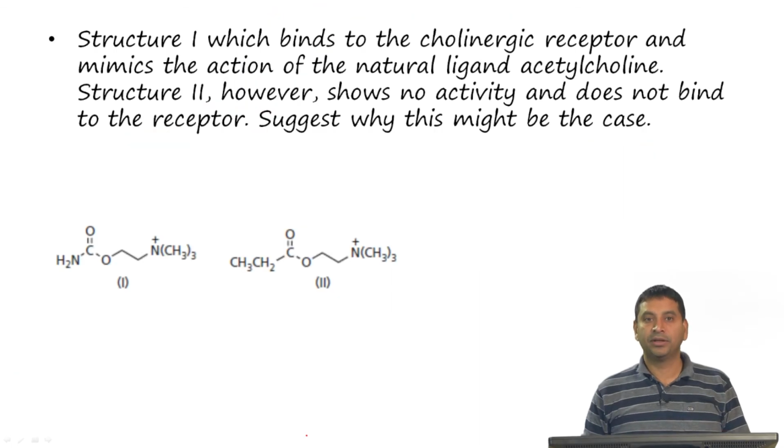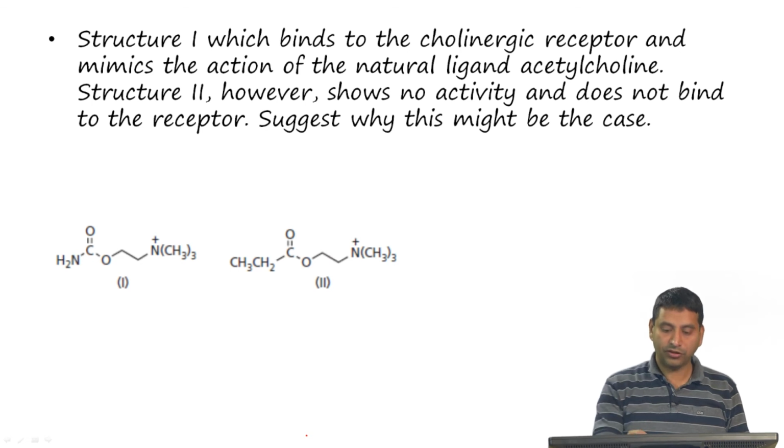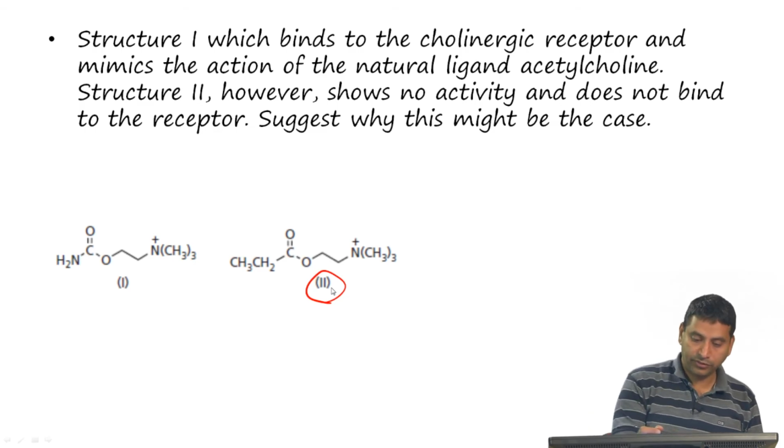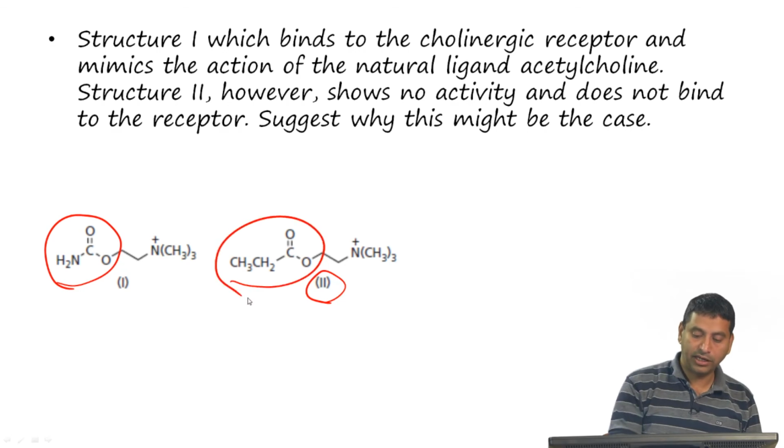Next question is, structure 1 binds to the cholinergic receptor and mimics the action of the natural ligand acetylcholine. Structure 2 as shown here shows no activity and does not bind to the receptor. Suggest why this might be the case. In order to understand this, let us look at the structures. Here you have a carbamate and here you have an ester.